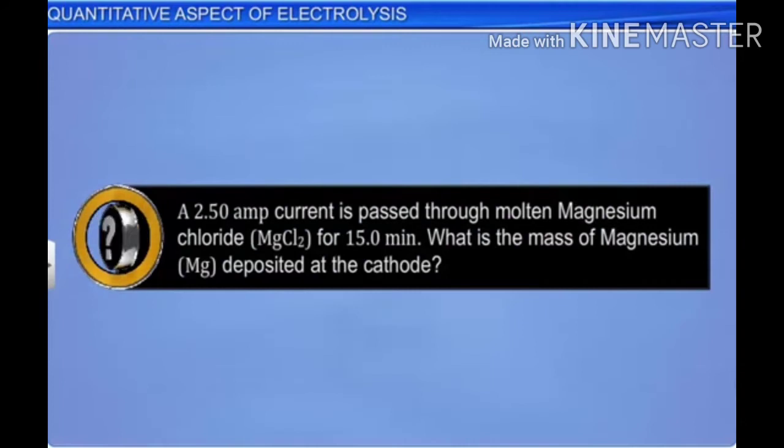Now use all this information you just learned to solve a problem. A 2.50 ampere current is passed through molten magnesium chloride for 15.0 minutes. What is the mass of magnesium deposited at the cathode? Let's work through this problem together.